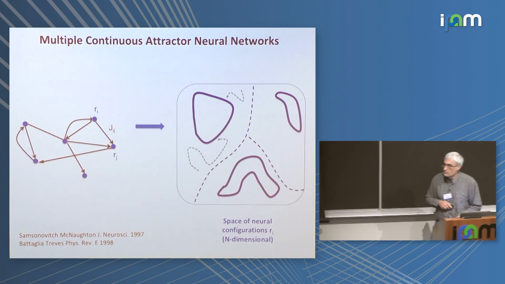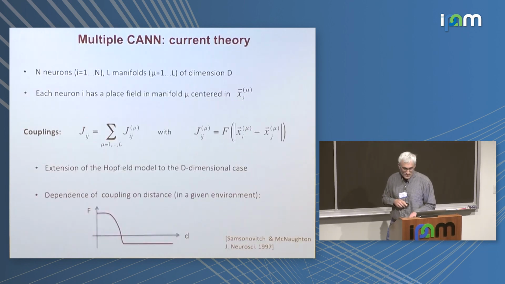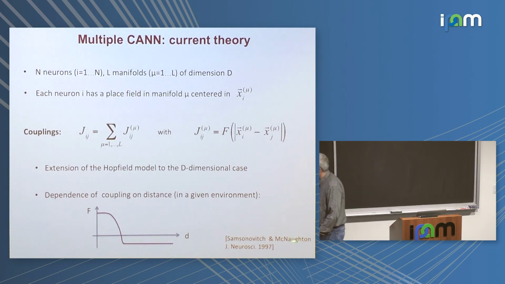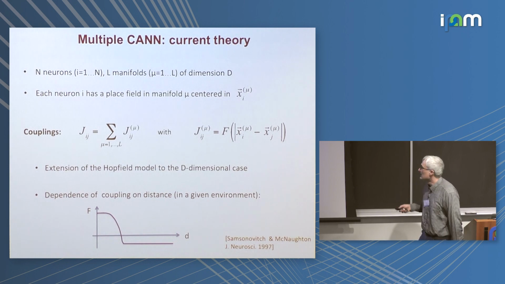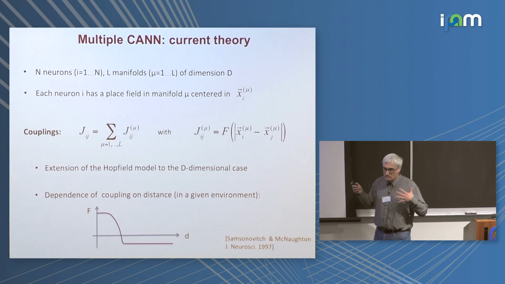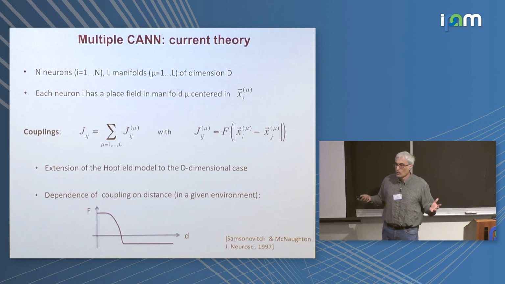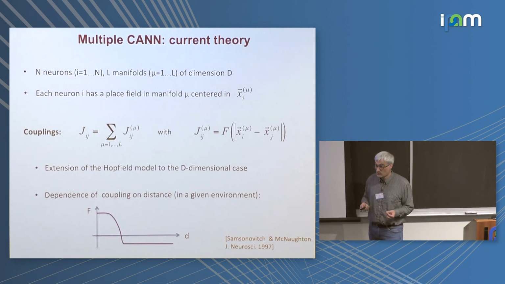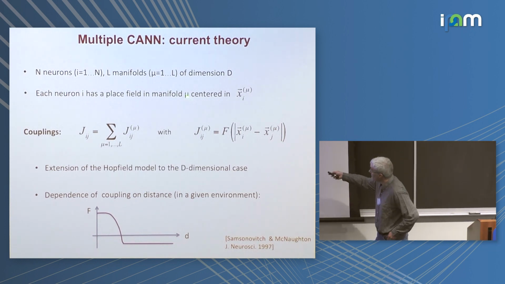So our first solution to this problem was proposed by biologists, by Samsonovich and McNaughton, in this paper in the Journal of Neuroscience in '97. It was a purely theoretical model. What they did is that they essentially proposed an extension of the famous Hopfield model. I guess you all know about the Hopfield model. The Hopfield model is a model for memory of zero-dimensional attractors, fixed points of the dynamics. So you can extend it to d-dimensional attractors. And the idea is this one.